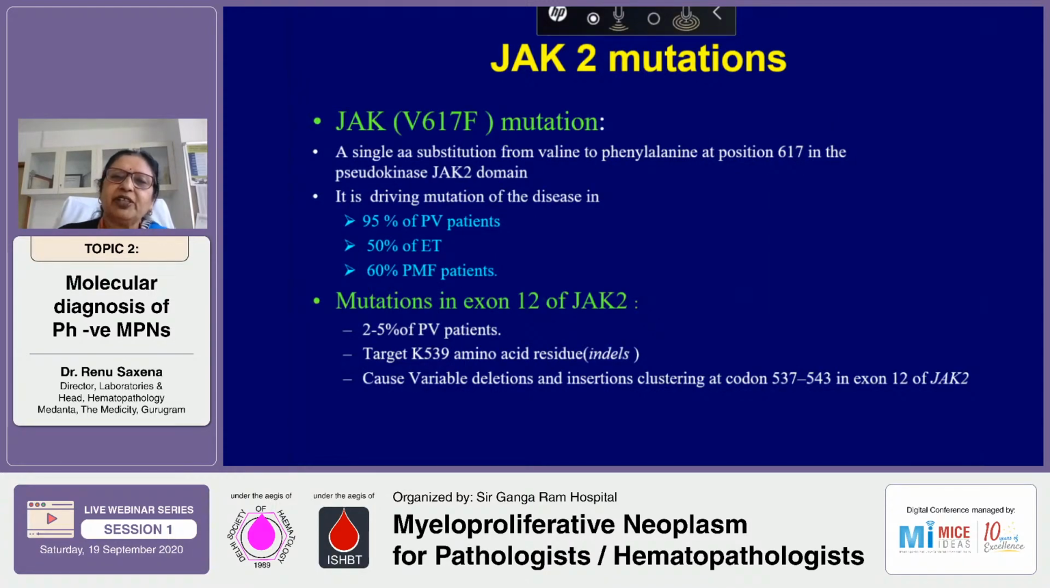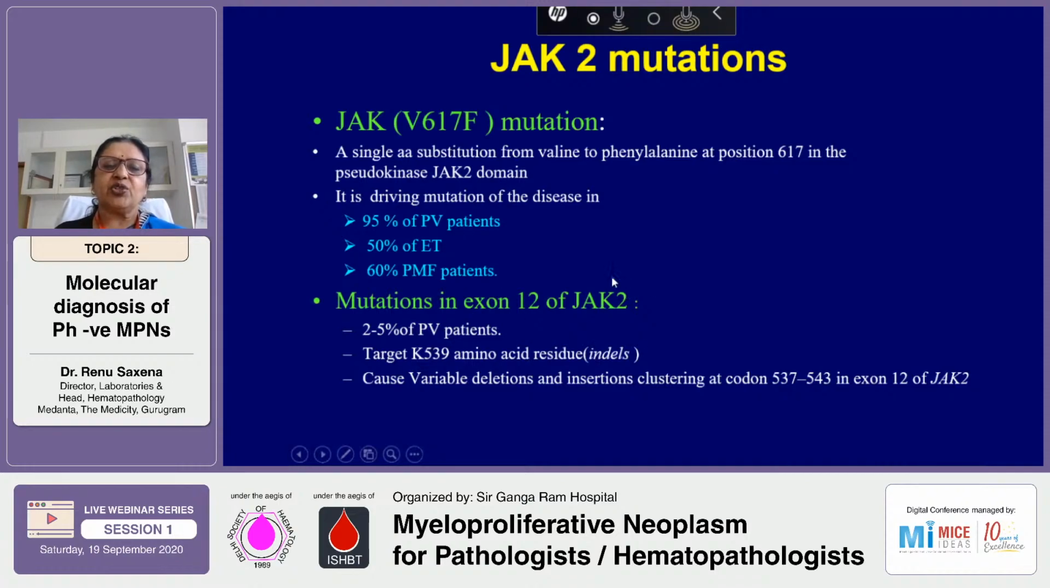So we'll talk a little bit about each of these mutations, how we go about doing it. So JAK2 mutation is a single amino acid substitution from valine to phenylalanine at position 617 in the JAK2 domain. And as already pointed out, this is seen in a number of myeloproliferative disorders, most commonly PV. So therefore, you have about 5% of PV patients who may still be negative for JAK2 mutations.